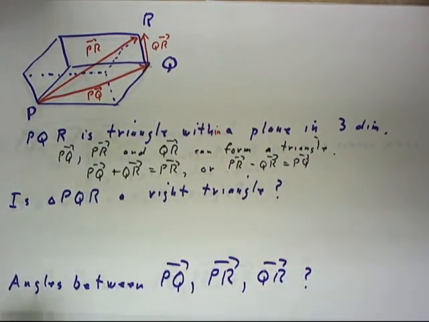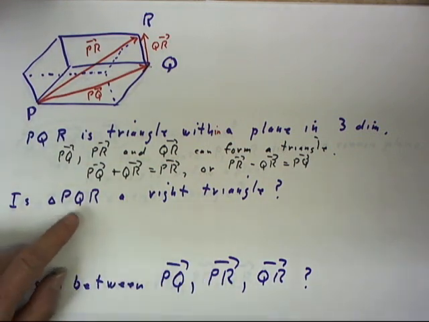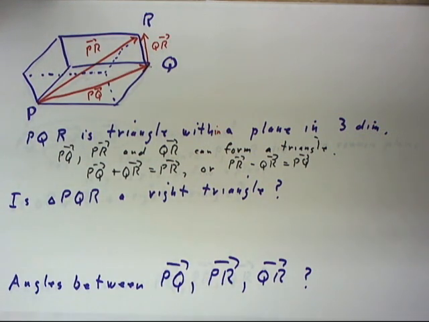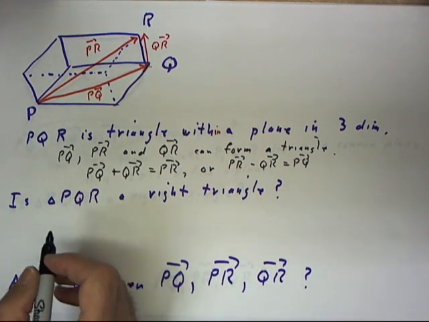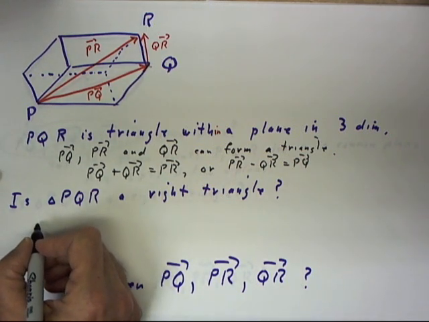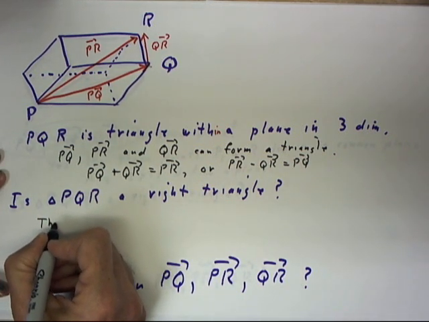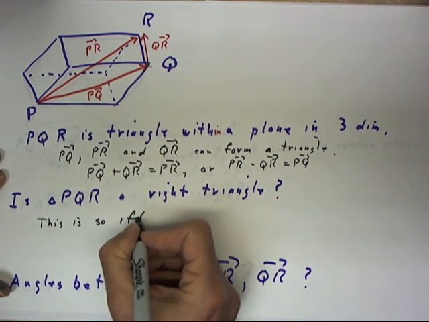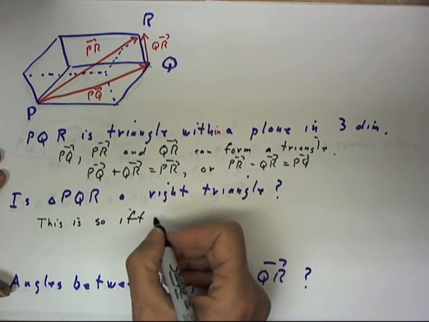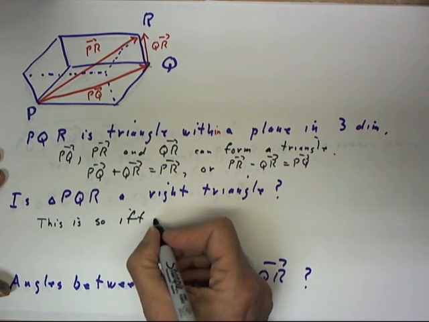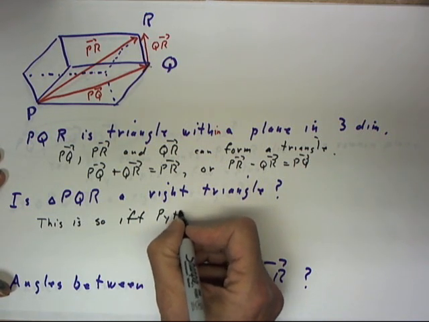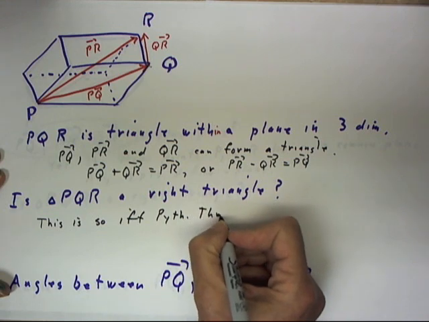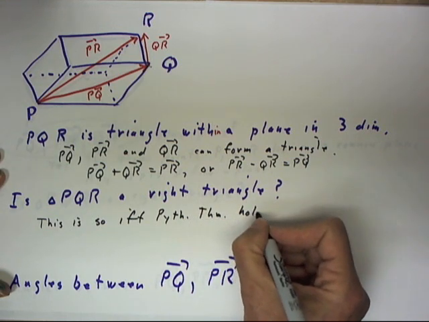Now, we ask some questions. Is the triangle formed by PQ and R a right triangle? Well, it is if and only if the triangle satisfies the Pythagorean theorem.